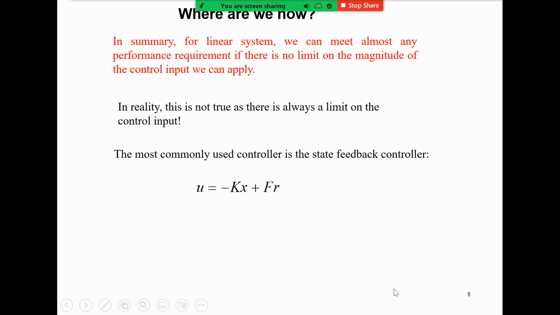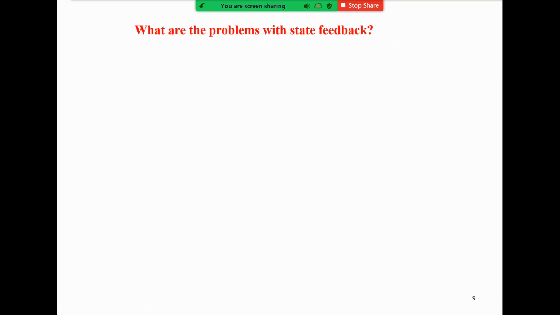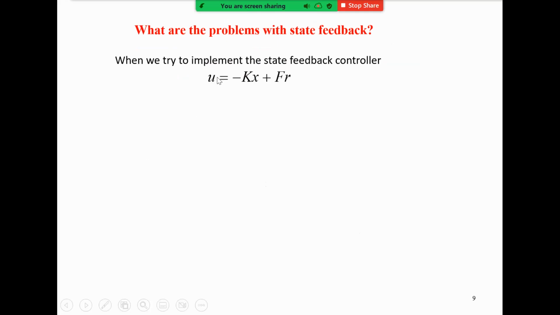We know that for multiple input, multiple output systems, it's not straightforward to deal with them using the transfer function. But let's take a close look at the feedback control and ask what the problems are. In theory, this type of controller can meet almost any performance requirements we like. But how are we going to implement that?